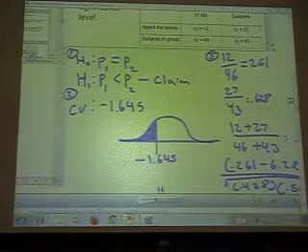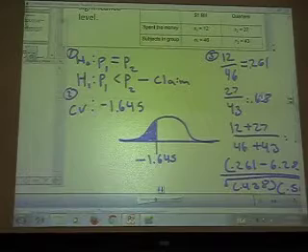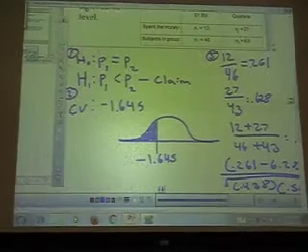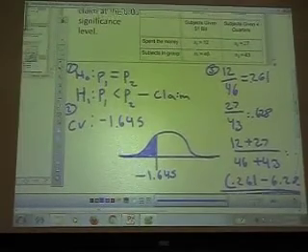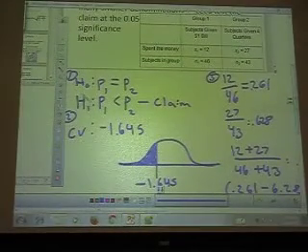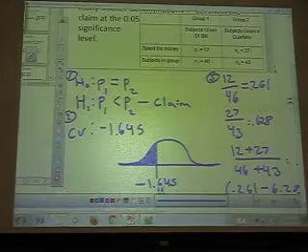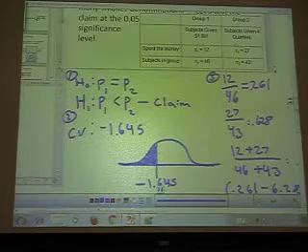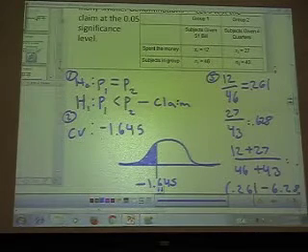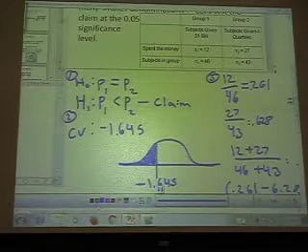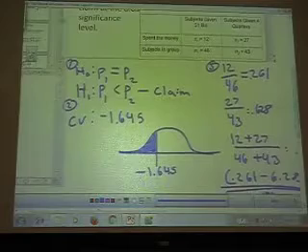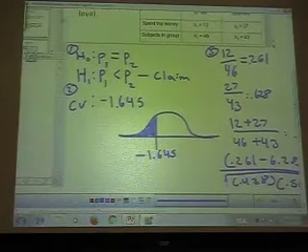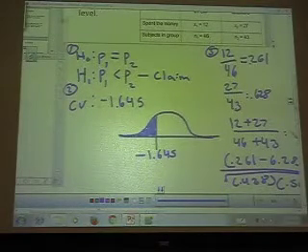So what I did is I did the first step. I decided the claim. So H0: P1 equals P2, and H1: P1 is less than P2 is our claim. I found the critical value negative 1.645 because I knew it was the left side because it said less likely.